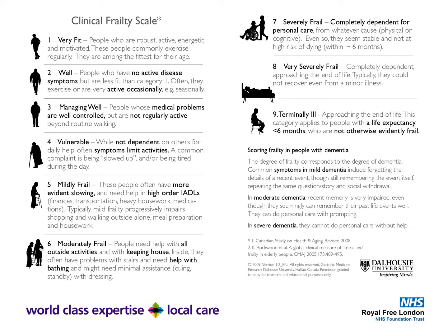Scoring frailty in people with dementia, the degree of frailty corresponds to the degree of dementia. So common symptoms in mild dementia include forgetting the details of a recent event, though still remembering the event itself, repeating the same question or story, and social withdrawal. In moderate dementia, recent memory is very impaired, even though they seemingly can remember their past life events well, such as the war, for example, or their engagement or marriage or something like that, and they can do personal care with prompting. In severe dementia, they cannot do personal care without help. The clinical frailty scale is applied across different disciplines and can be very easily found on the internet.